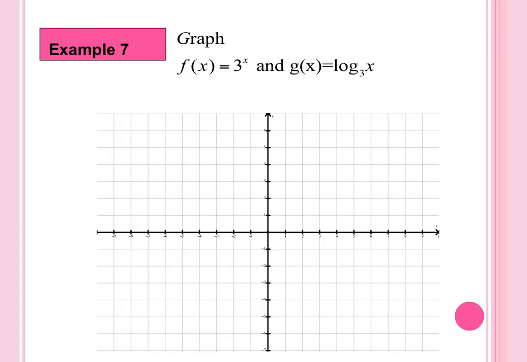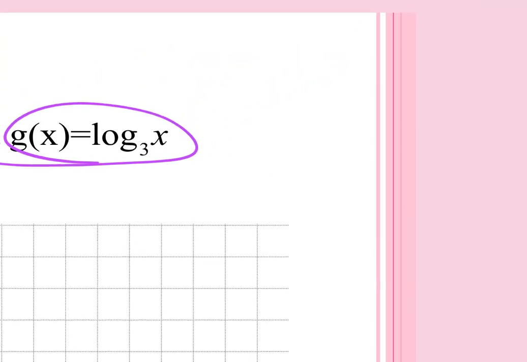All right, we're going to graph it. And we're not even going to do the exponential. We're going to go straight to the log. So the first step is replace g of x with y. This becomes y equals log base 3 of x. Step 2, convert this into exponential.